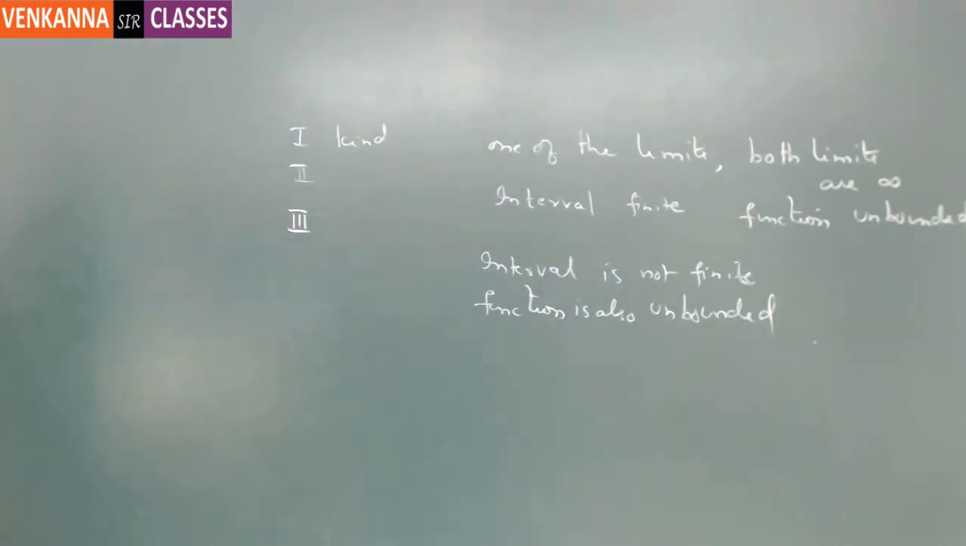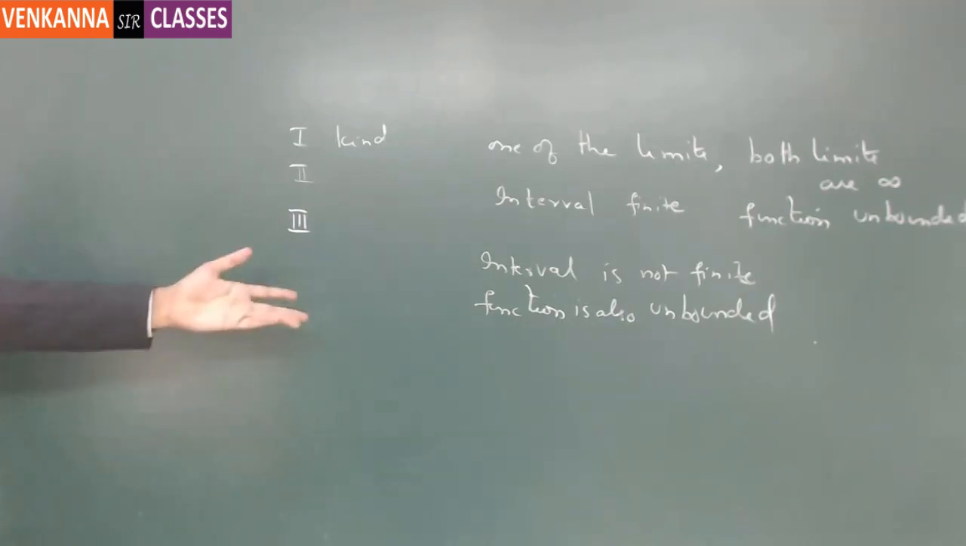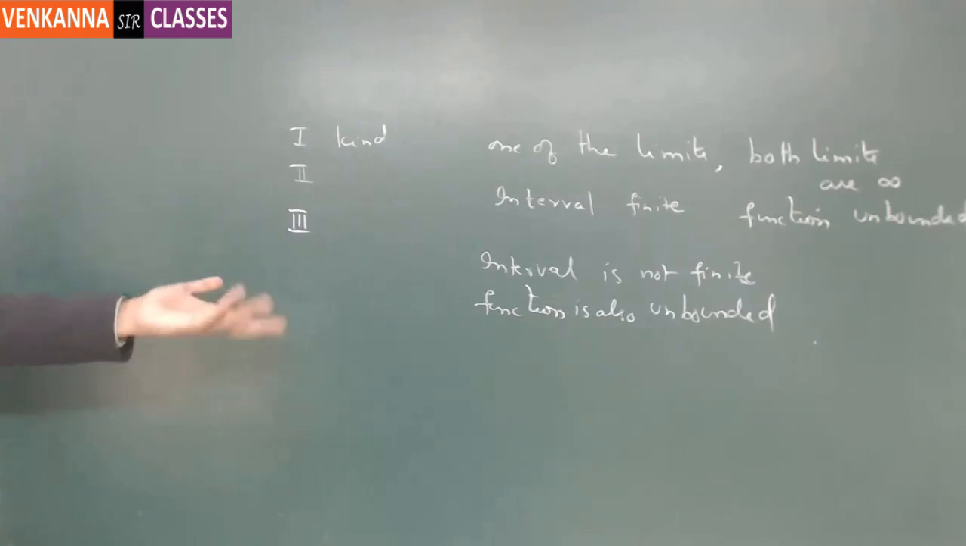So the entire classification of improper integrals comes under three categories: first kind, second kind, third kind. First kind means the interval endpoints are undefined, infinity, either both or one endpoint. In the second kind, the interval is finite, just like 0 to 1, 2 to 3, 1 to 4, etc., but the function gives undefined values at some points. And the third kind is both: the interval is not finite and the function is also undefined. Clear?